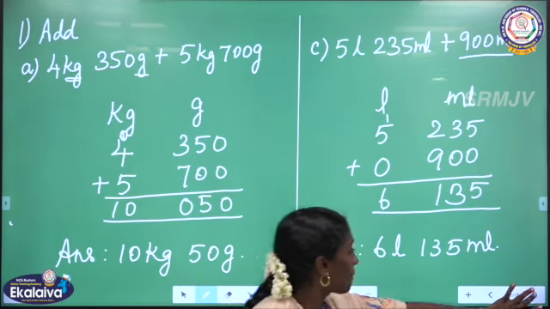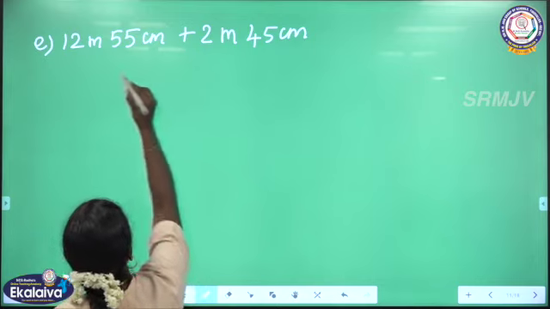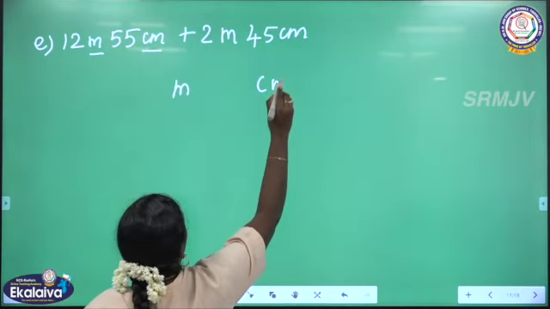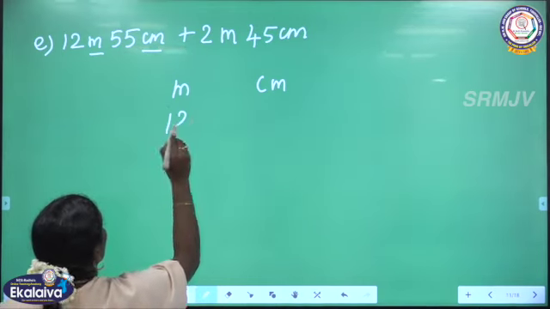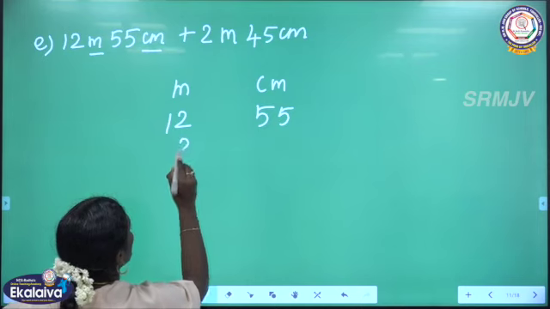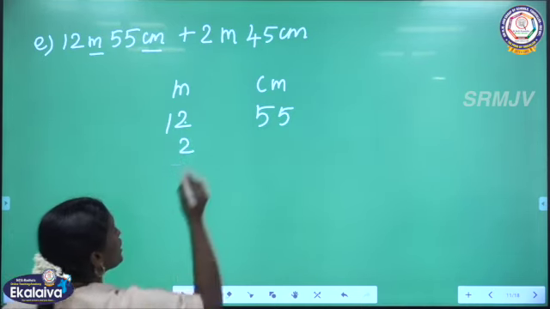Okay. The next question: 12 meter 55 centimeter plus 2 meter 45 centimeter. First we have to arrange it. We are having the units meter and centimeter. Here 12 meter and 55 centimeter. Then the next one, 2 meter. 2 is a one digit number, so we have to arrange it in ones place.